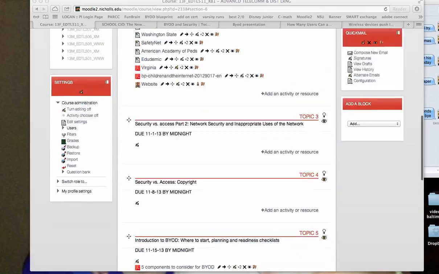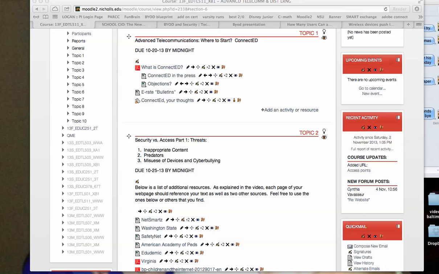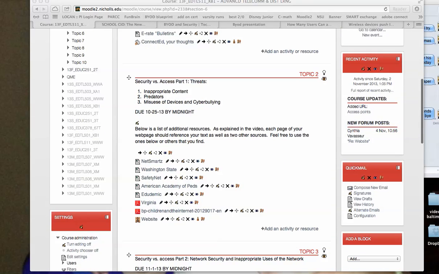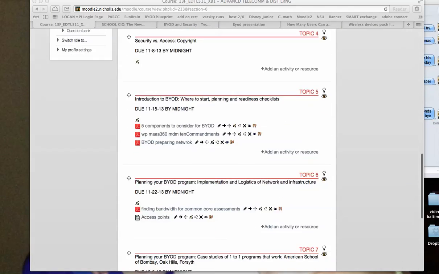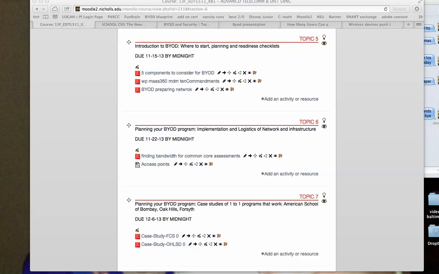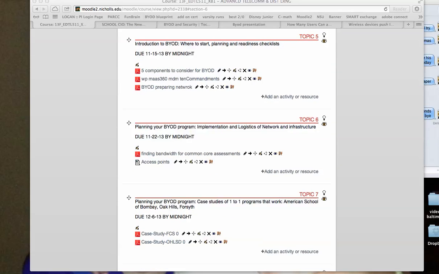So in the beginning of 511, we talked about security versus access and how E-rate is coming along to advance telecommunications in schools. And a lot of you have come to the conclusion that I wanted you to, which is that most schools are headed toward bring your own device or one-to-one implementation. So for the last 3 modules, or maybe 4 modules of this course, we are going to be looking at bring your own devices and how this may work.